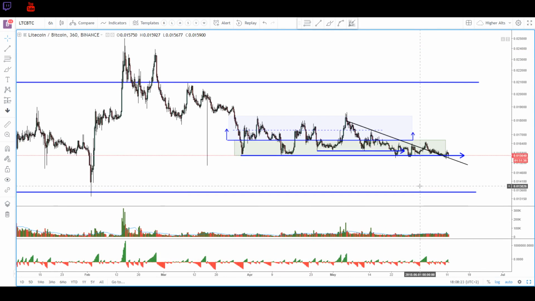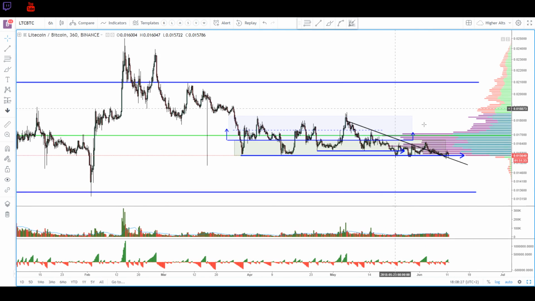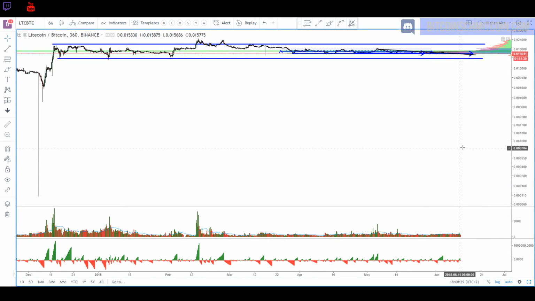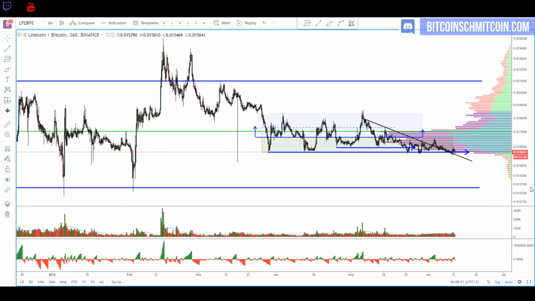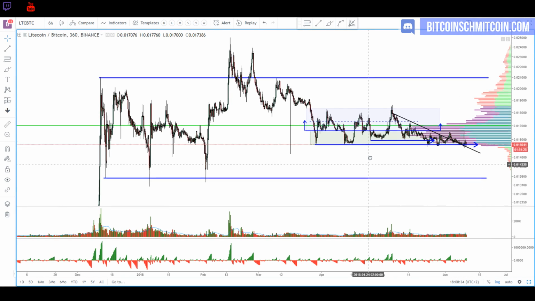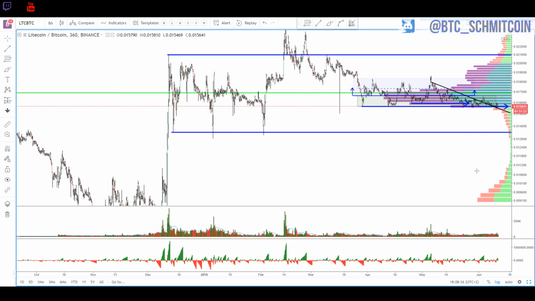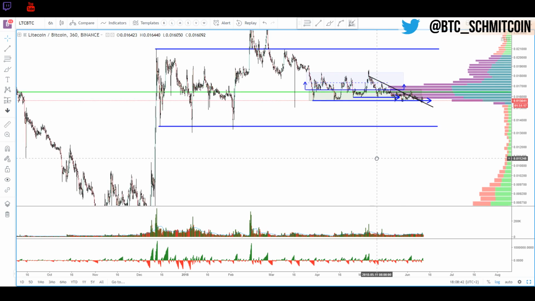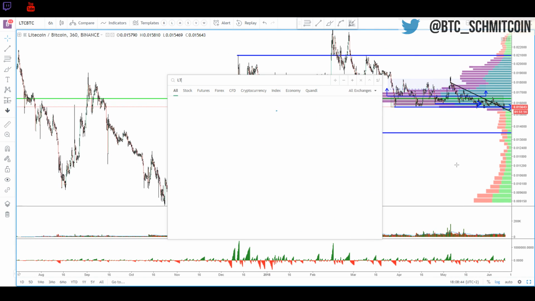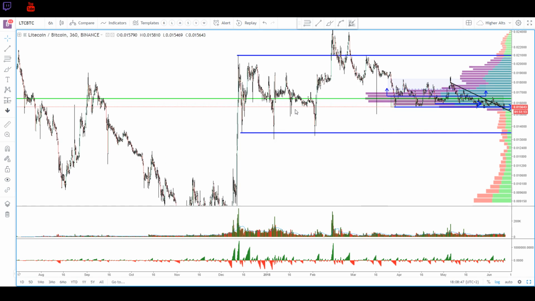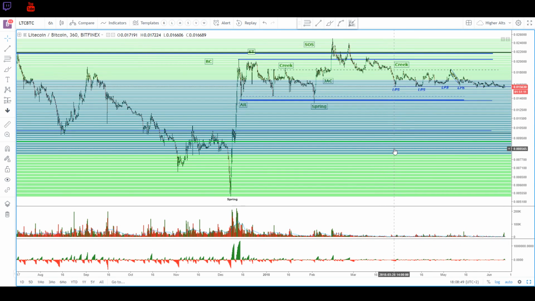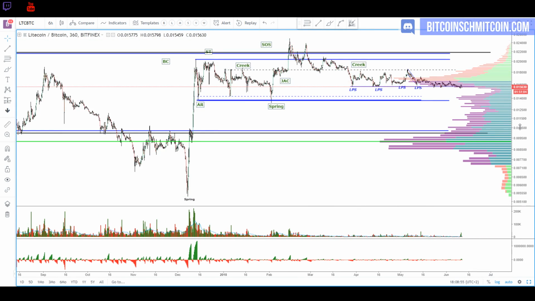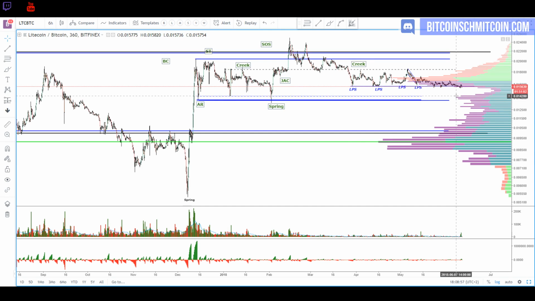However, it should be noted that if this does fall through, there's not a lot of support for a long time. Next line of support is, oh wait, I need to look at Bitfinex, don't I? Yeah, Binance doesn't have a long history. Next line of support is going to be down here. So 0.0142, basically the bottom of this little trading range.